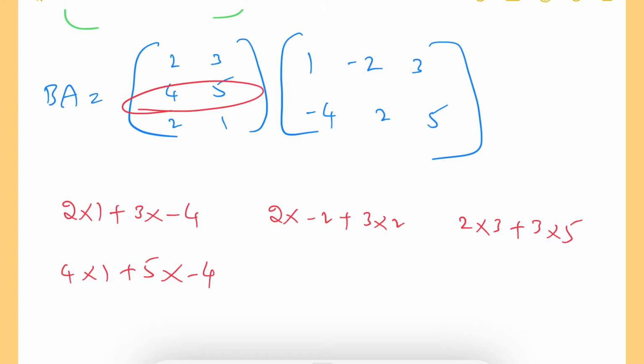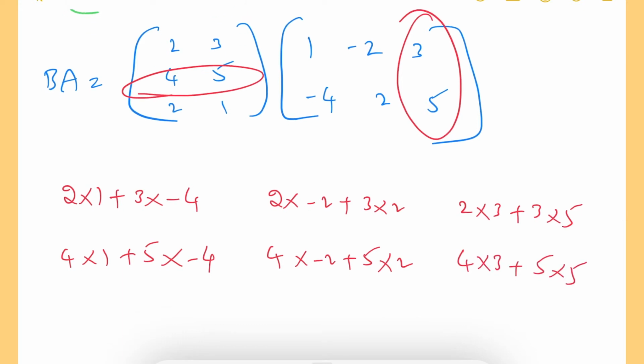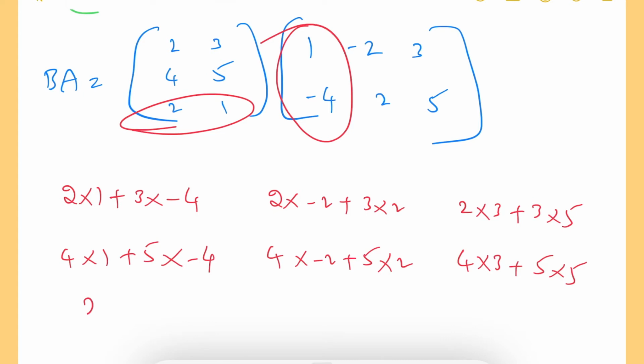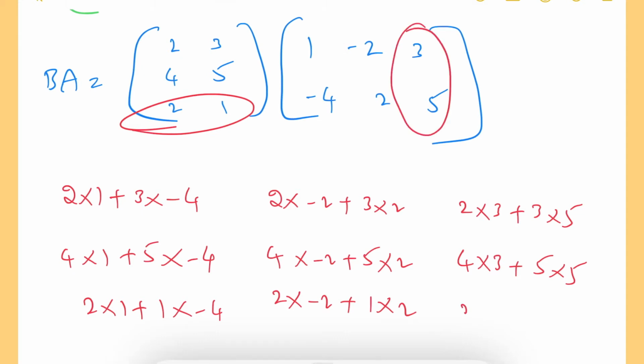Next, multiply with the second column: 4 into minus 2 plus 5 into 2. Next, move to the third column: 4 into 3 plus 5 into 5. Okay, now let's move to the third row. Third row multiply with the first column: 2 into 1 plus 1 into minus 4. Next, second column: 2 into minus 2 plus 1 into 2. Now the third column: 2 into 3 plus 1 into 5.